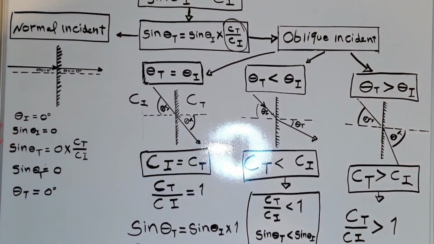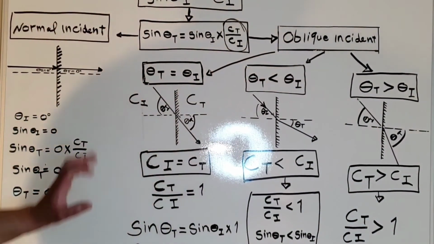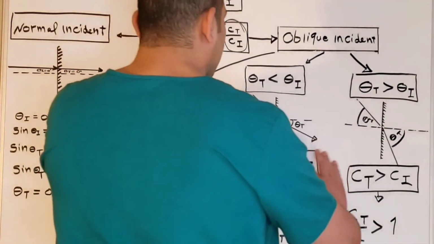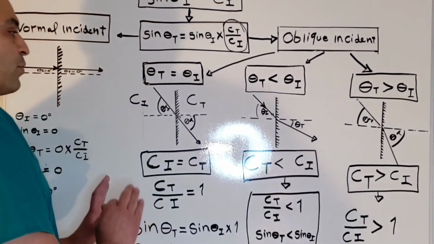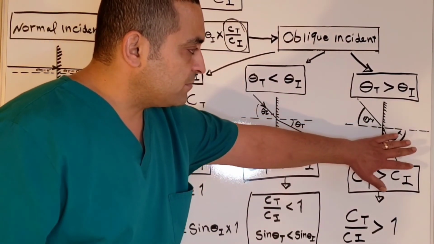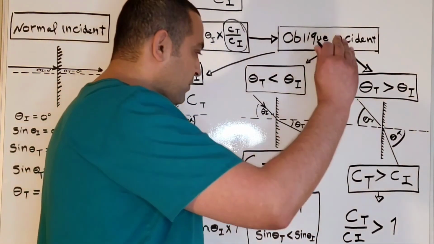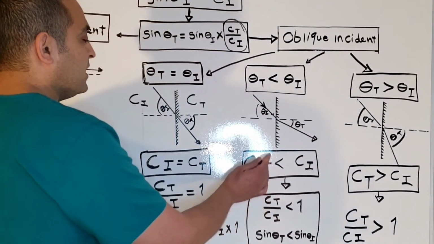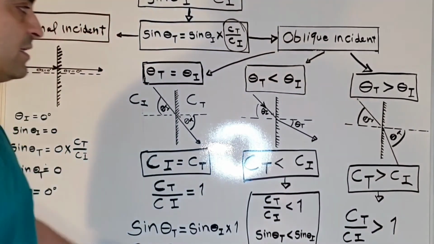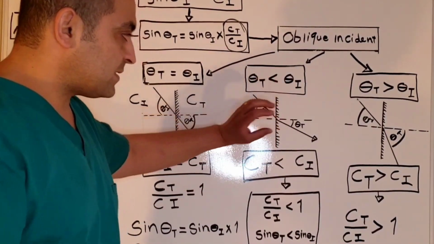From here we can understand that refraction only happens in oblique incident, and in order for refraction to happen, we need to have a difference in the propagation speed. If the propagation speed is more in the transmission medium, the angle of transmission will be bigger. If the propagation speed in the medium of transmission is less than the propagation speed in the medium of the incident, the angle of transmission will be less.